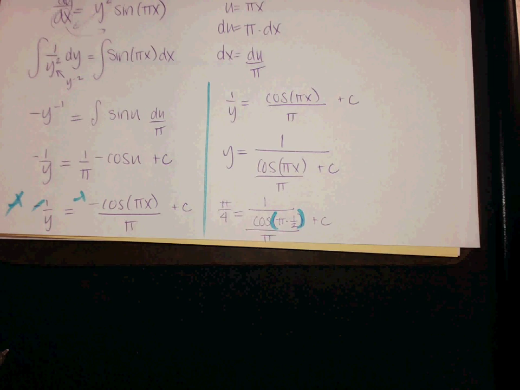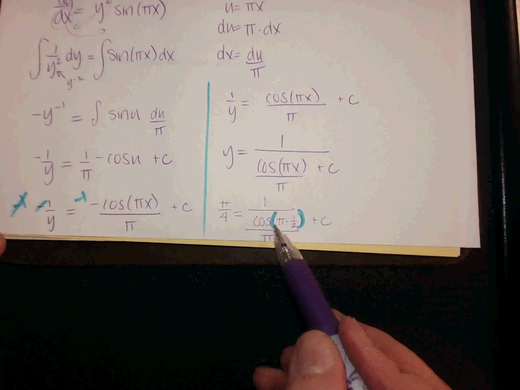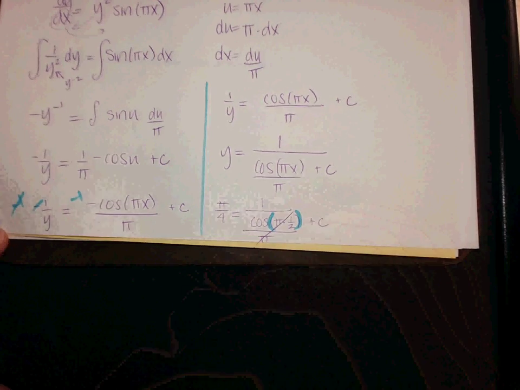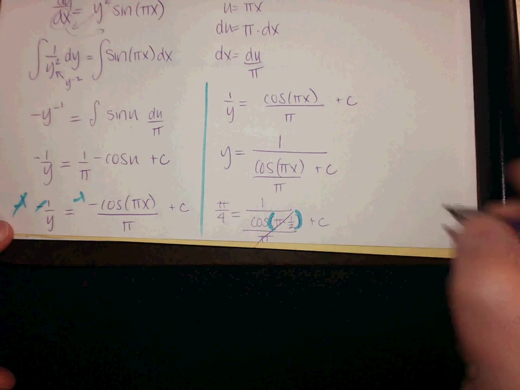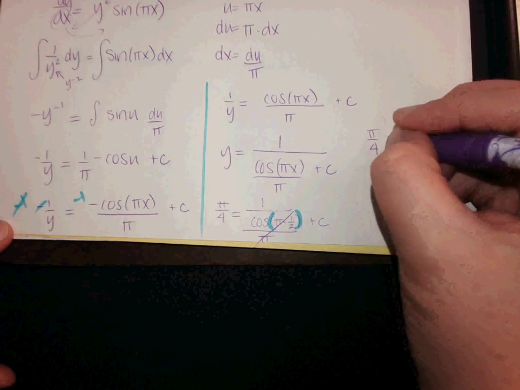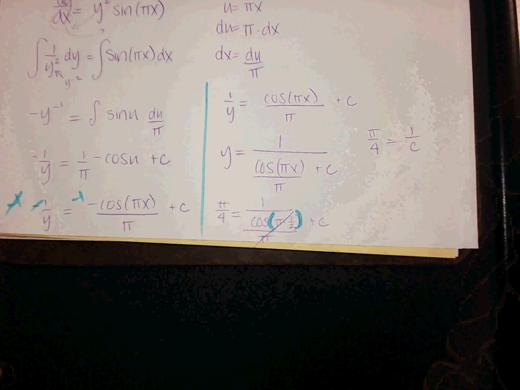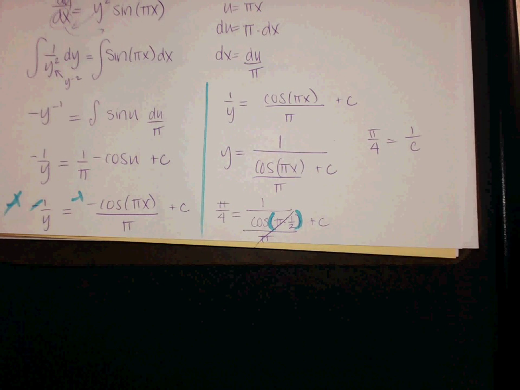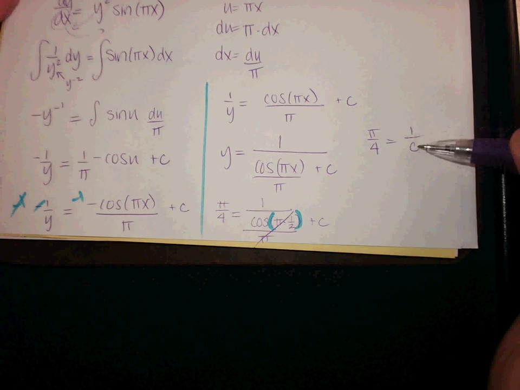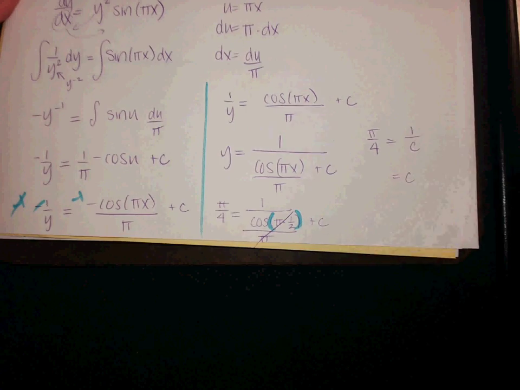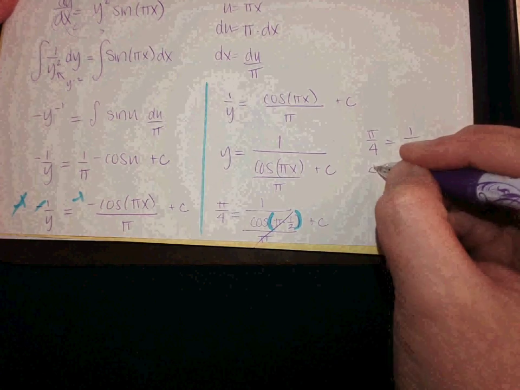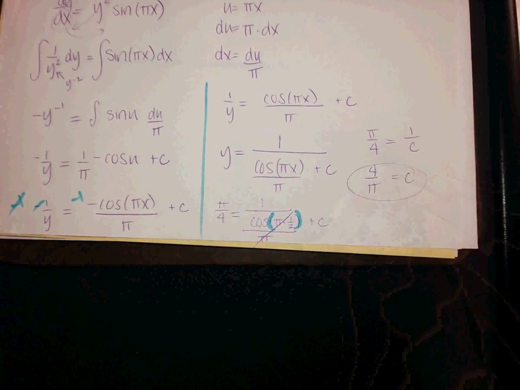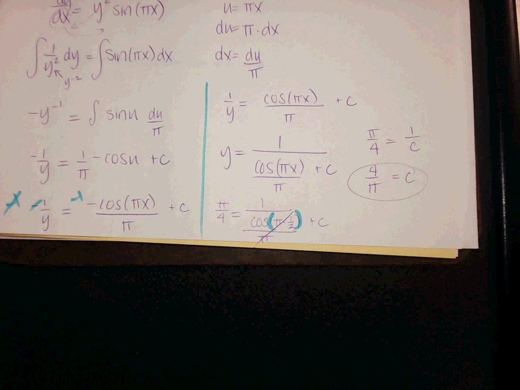Cosine of pi over 2? 0, very good. So what's 0 divided by pi? Still 0. So what I have now is that pi fourths equals 1 over c. Well, remember what we said. When you're solving, if you do the reciprocal on one side, you just have to do it on both sides. So if this is 1 over c, flip it. What is c? 4 over pi. Very good. And that would be your constant. That would make that a particular solution.